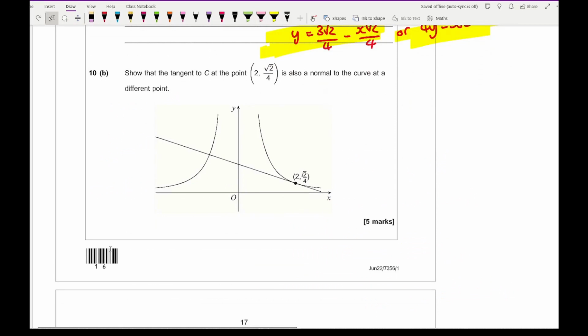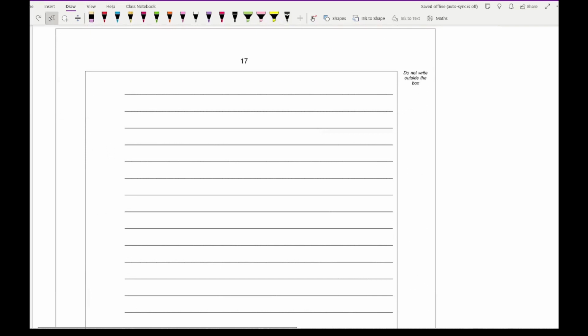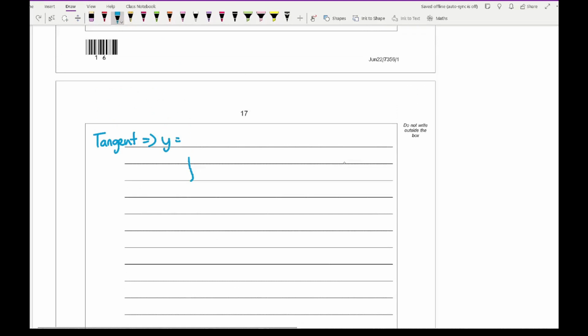For 10b, it says show that the tangent to C at the point 2, root 2 over 4 is also a normal to the curve at a different point. So looking at this particular question, let's first of all start by writing the equation of the tangent that I found. I'm going to write the equation of the tangent in the form y equals 3 root 2 over 4 minus x root 2 over 4.